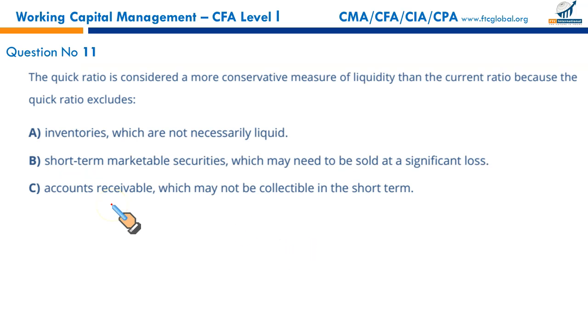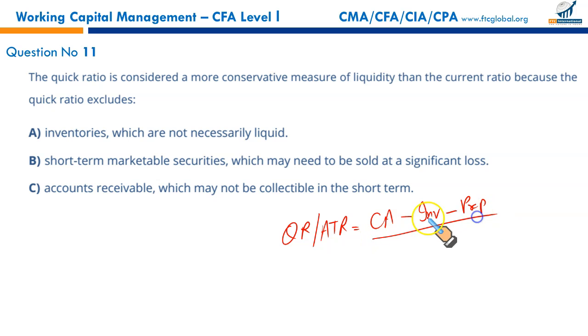The quick ratio, also called the acid test ratio, is equal to current assets less inventory less prepayments. Remember, sometimes you omit prepayments. Prepaids are also deducted from current assets in order to find your quick assets or liquid assets. So current assets minus inventory minus prepayments, over current liabilities. This is called your quick ratio or acid test ratio.